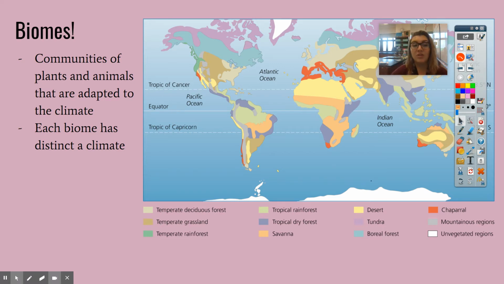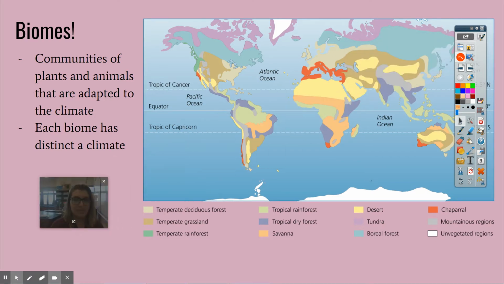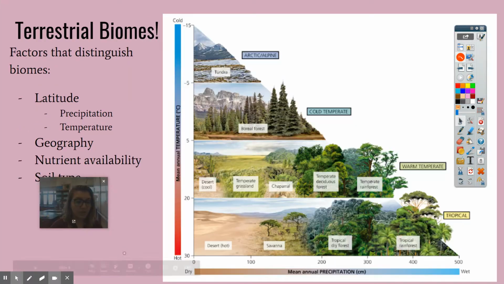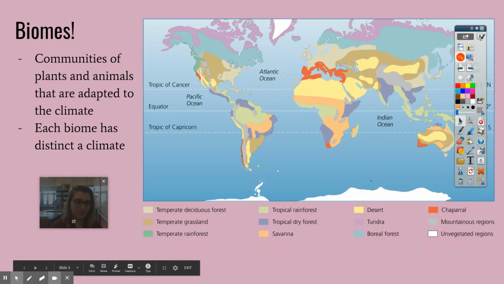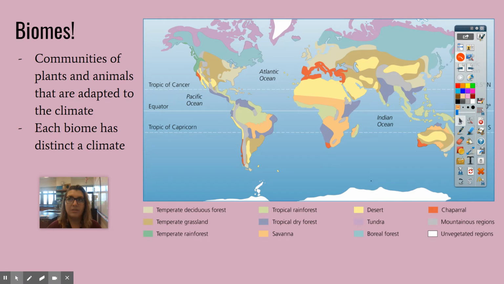These are communities of plants and animals that are adapted to a specific climate, and each biome has a distinct climate. We're going to be talking about 9 to 10 different biomes. We won't be covering the mountainous regions or the unvegetative regions. So these 9 right here are the ones we're going to be focusing on, including the chaparral.